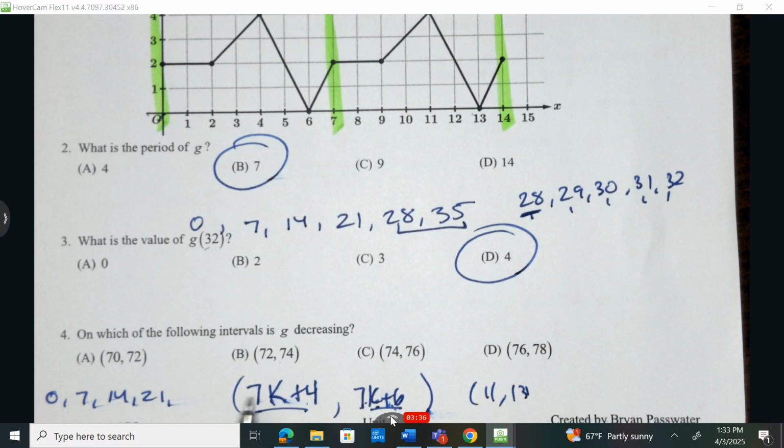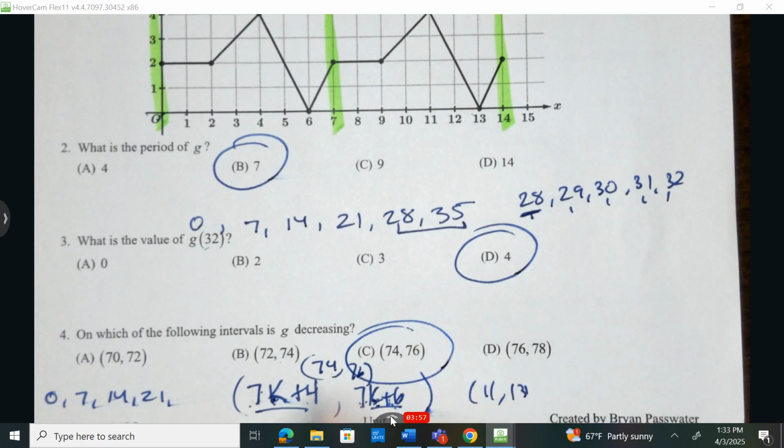Okay, so I need to get around 70. You could do trial and error. You could try 8 and see if you've reached it, or 9, but I know 7 times 10 is 70. That's easy math. So if k is 10, 7 times 10 is 70, and then 70 plus 4 will be 74, and 7 times 10 is 70, and 70 plus 6 is 76, and that option is right here at C.